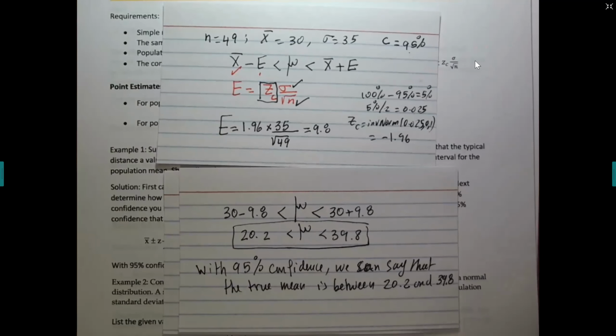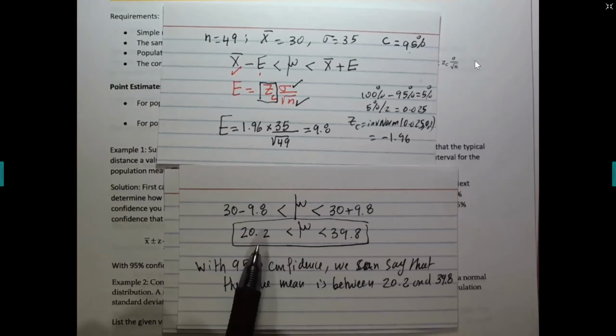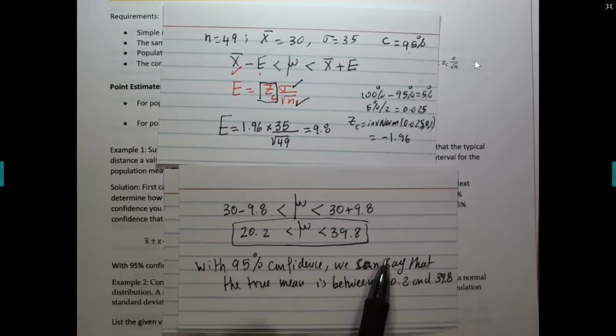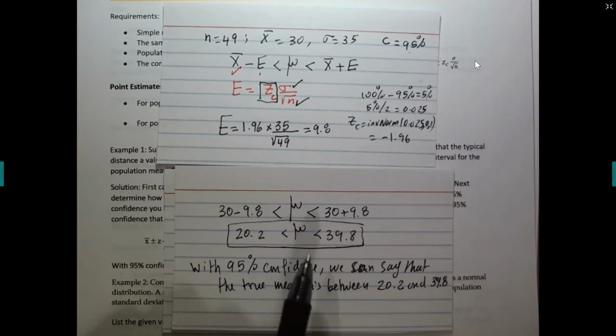It means if you do 100 of those exercises, then it's likely that 95% of them will have the mean inside the interval, but 5 of them could miss, and that's what 95% confidence means. You have to include this statement with 95% confidence. We can say that the true mean is between 20.2 and 39.8.